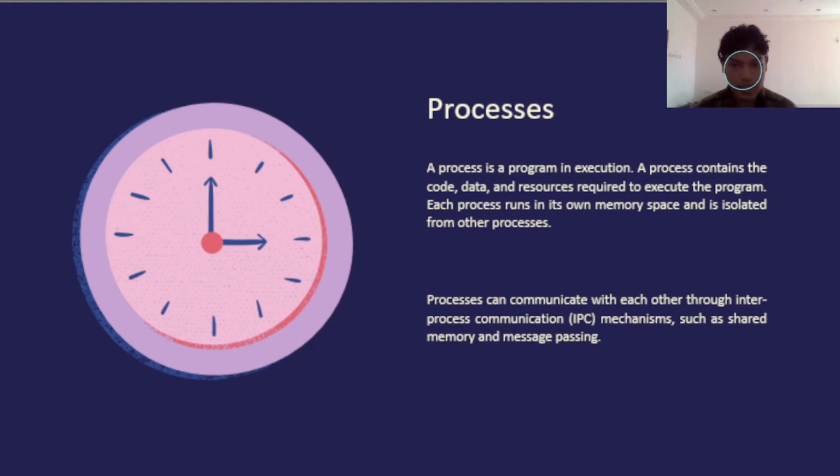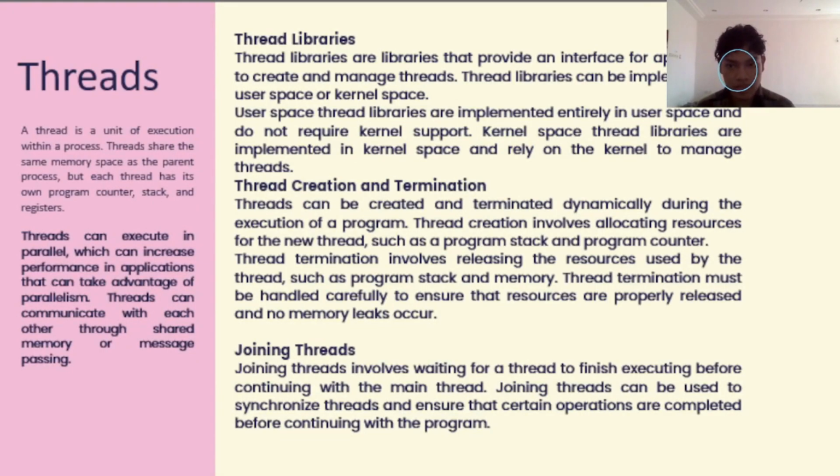The next is a thread. A thread is a lightweight process that can run concurrently with other threads. Multiple threads can run within a single process, allowing for the parallel execution of tasks. The threads have thread libraries. Thread libraries provide an abstraction layer for creating and managing threads. They are used to simplify the process of creating and managing threads.